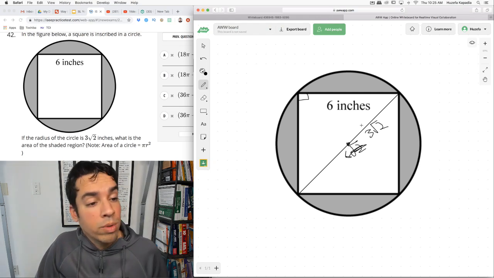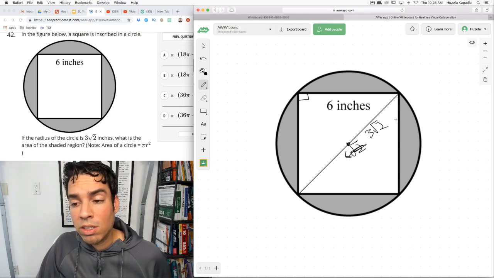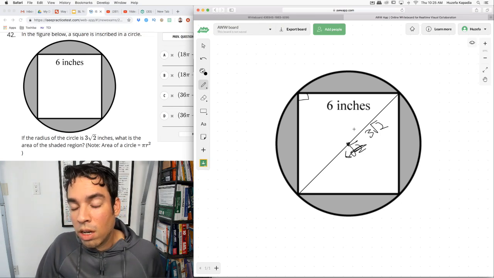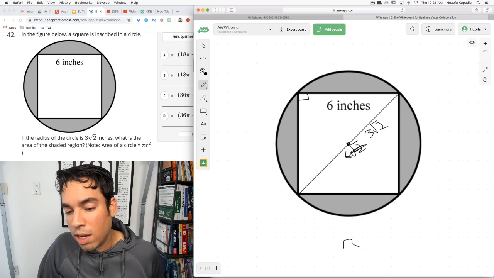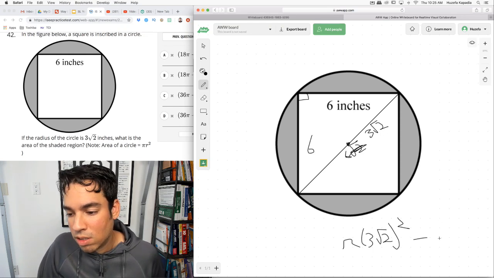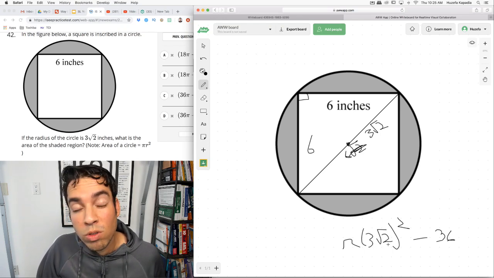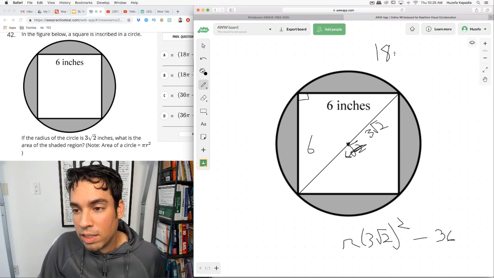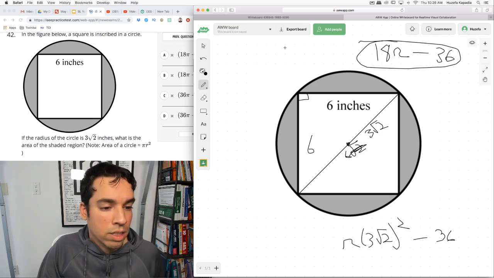That's nice. So how do we calculate this area? We need to calculate the area of the circle and subtract the area of the square. That's it, right? We're cutting a square out of a circle. Area of the circle is pi times radius squared minus the area of the square, which is 6 by 6. So 6 times 6 is 36. We square the 3, which is 9. Square root of 2 squared is 2. So 9 times 2 is 18 pi minus 36, and that's it.